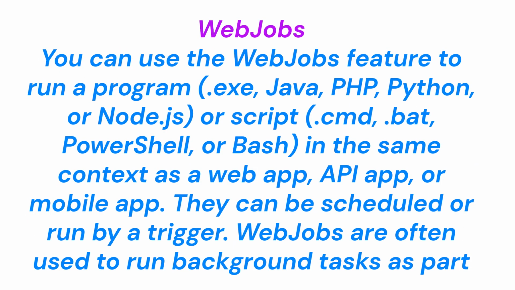Web jobs. You can use the Web Jobs feature to run a program (.exe, Java, PHP, Python, or Node.js) or script (.cmd, .bat, PowerShell, or Bash) in the same context as a web app, API app, or mobile app. They can be scheduled or run by a trigger. Web jobs are often used to run background tasks as part of your application logic.